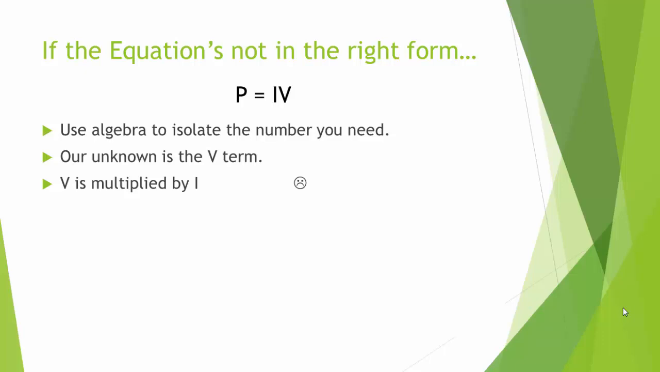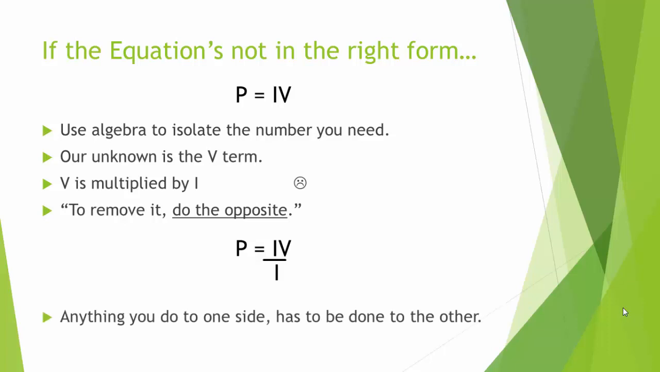Anytime we identify a problem like that, we need to do the opposite. That's right. So to remove that I, we have to do the opposite. What's the opposite of multiplying by I? Dividing by I. So we're going to take IV and divide by I, because we know that's going to get V on its own. But anything we do to one side, we have to do to the other to keep it equal. So we also need to divide P by I.